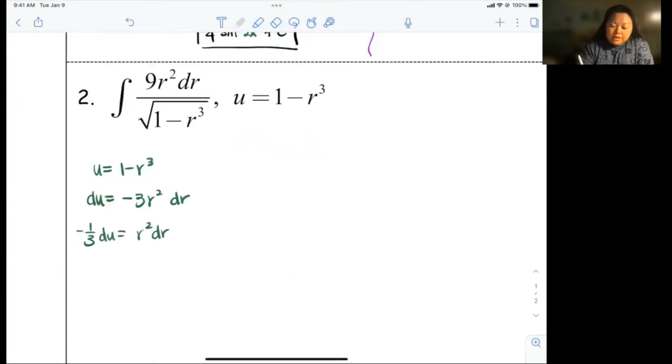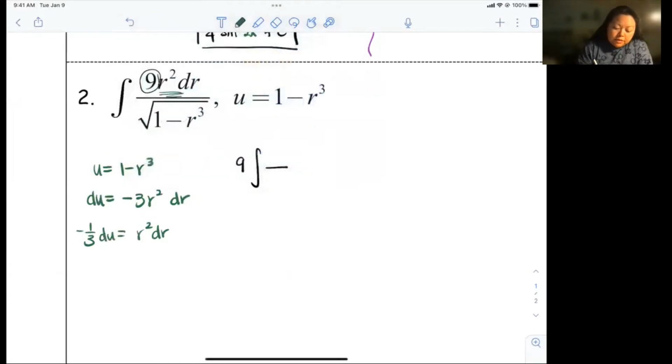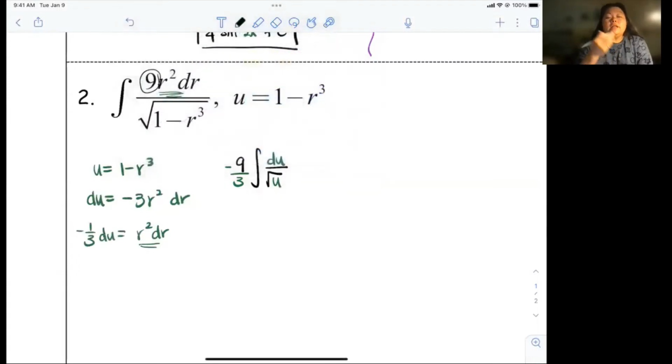Okay, now I'm ready to go ahead and substitute. Now this 9 is a coefficient. I'm going to move that outside so it's a little bit more doable. You can always move your number outside, okay? Notice your numerator r squared dr now gets replaced by negative 1/3 du, right? The negative 1/3 goes outside as well with the 9. And then your bottom is u, and then there's a square root there, right? Again, this integral is definitely doable, better than the one before. The one before had a quotient and there's some chain involved, so this is a lot easier to work on.